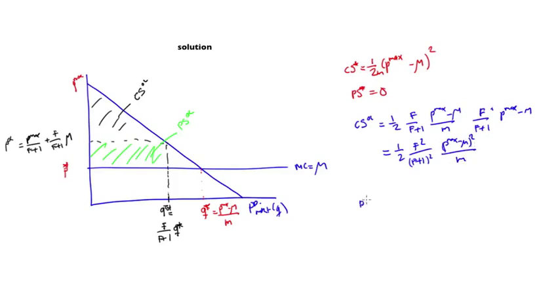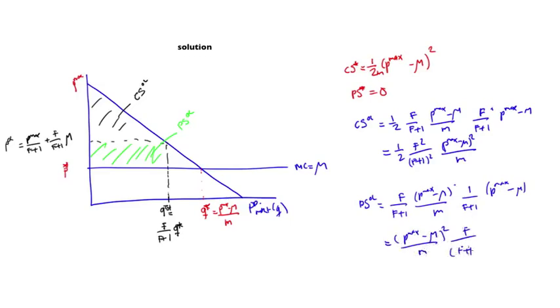Now let's do the producer surplus. In the oligopoly it is that rectangle, which is just going to be that distance, F over F plus 1 of P max minus mu over M, plus that distance, which is 1 over F plus 1, sorry, there's no square there, P max minus mu, which gives us P max minus mu divided by M square times F over F plus 1 square. So please notice a couple of things. Now let's interpret.